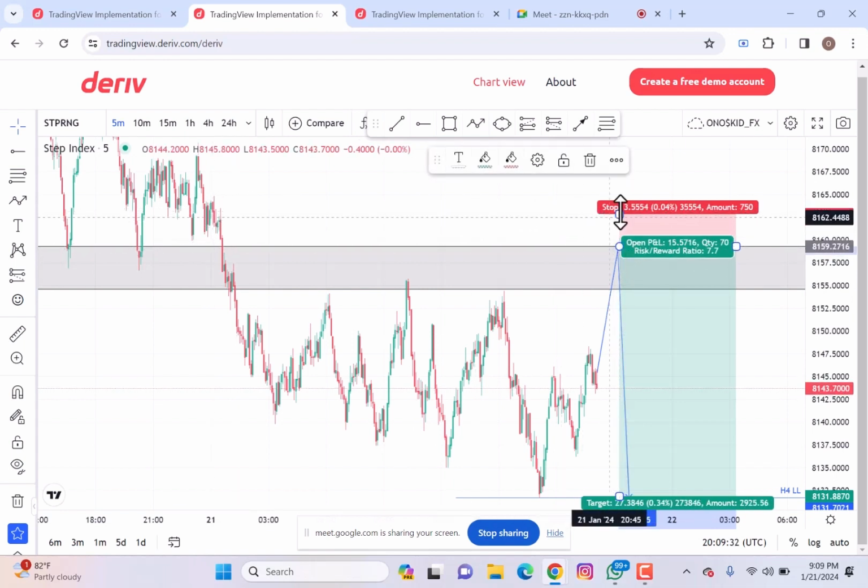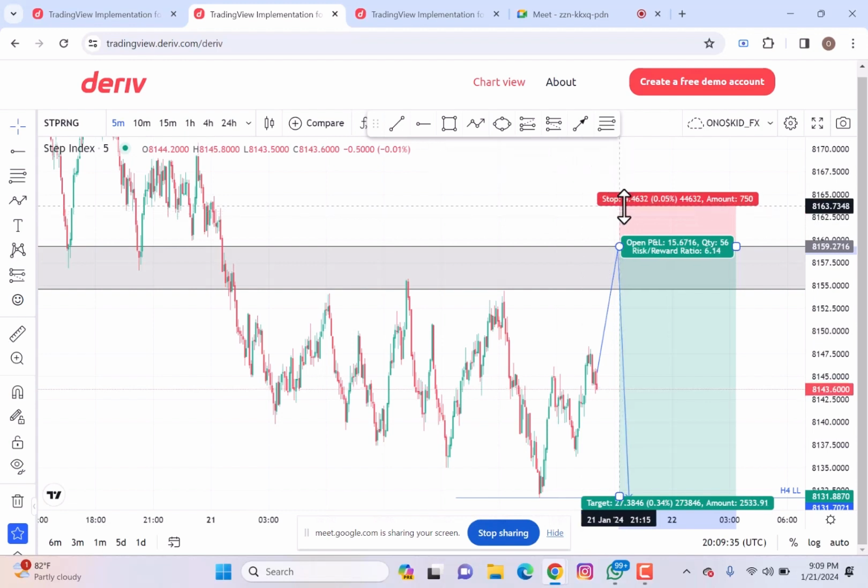I want my stop loss to be probably above that part. If you trace this horizontal line here, you can see that this is where my stop loss is. I want my stop loss to be above this candle.